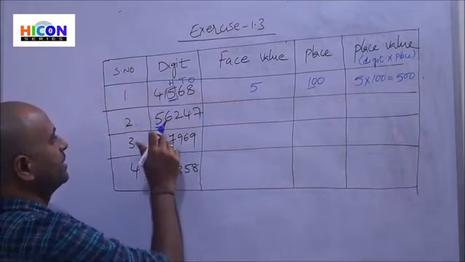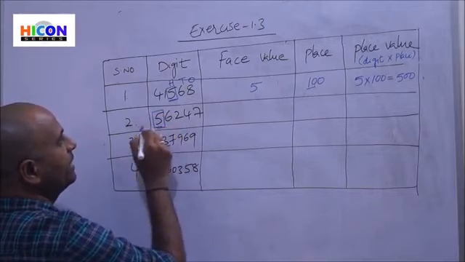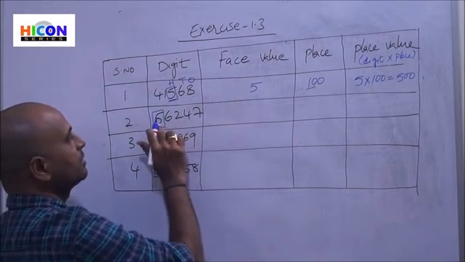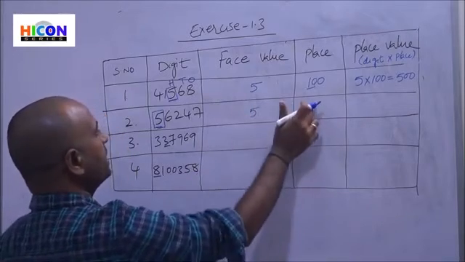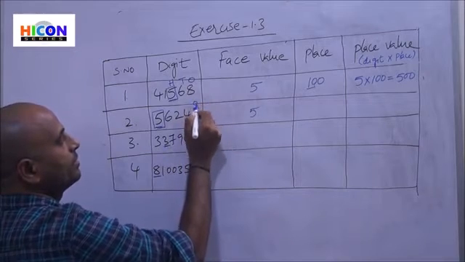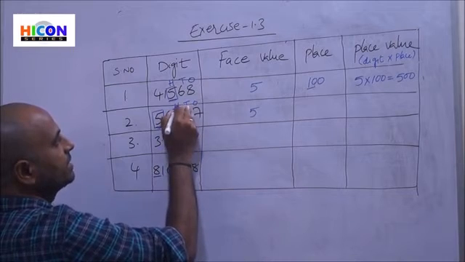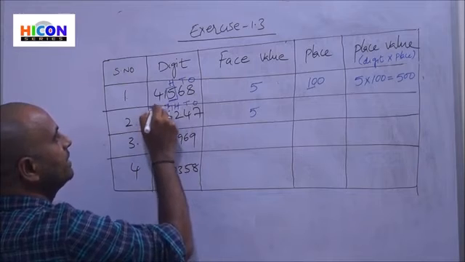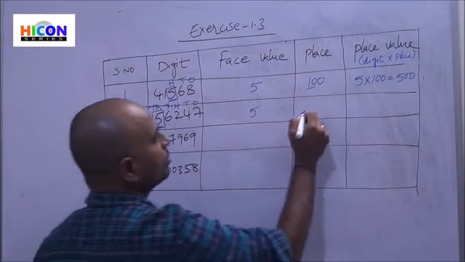So in the same way, see the second problem. Here also the underlined digit is 5. So what is the face value of 5? So face value of a digit is itself. That's why the face value of the 5 becomes again 5. And what is the place of the 5? So now write the places. So 7 is in ones place, 4 is in tens place, 2 is in hundreds place, 6 is in thousands place, and 5 is in 10,000s place. So the place of the 5 is 10,000.